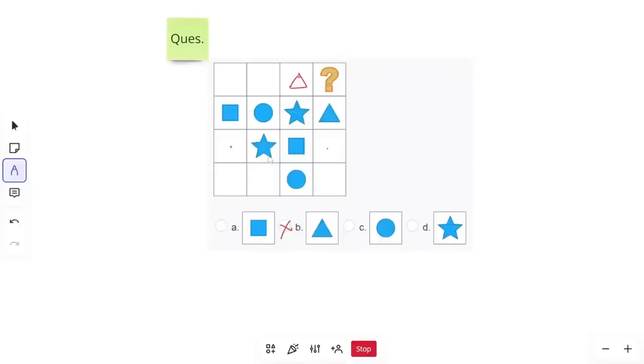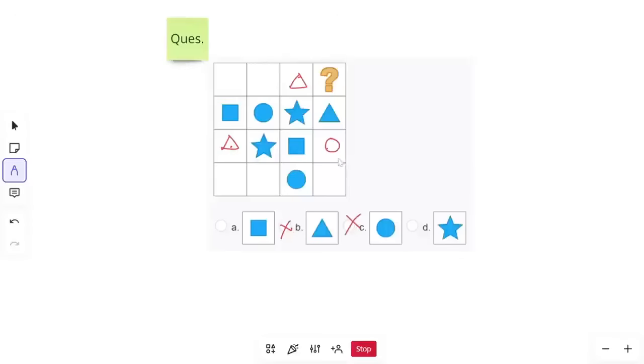Now let's try to fill these two empty boxes. What can come here? Already star is there and square is there. So what is left is circle and one more triangle. Triangle cannot come here because triangle is already coming in this column. So triangle will go here and circle will go here. Now we can even eliminate circle from our options because circle is coming in the same column, right?